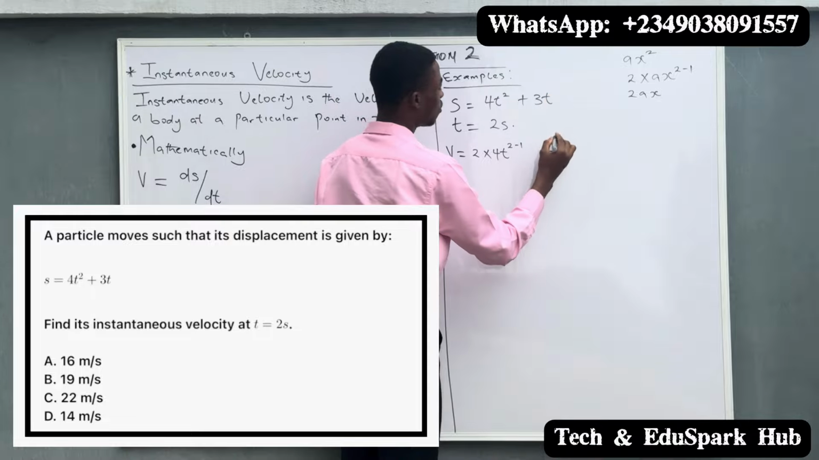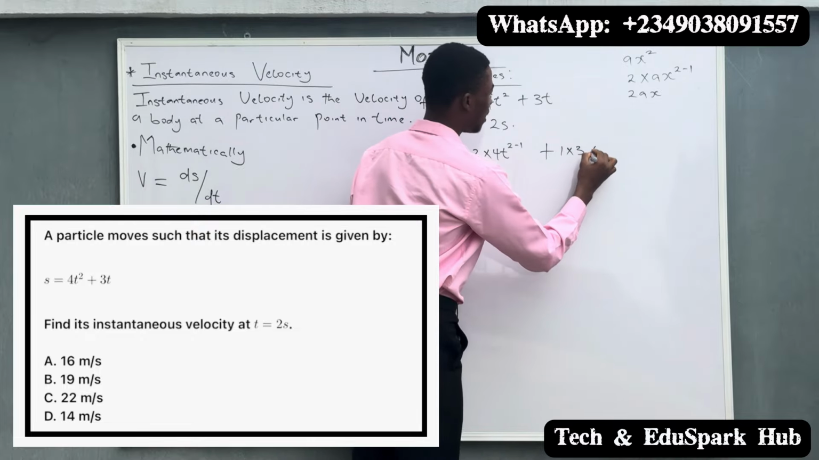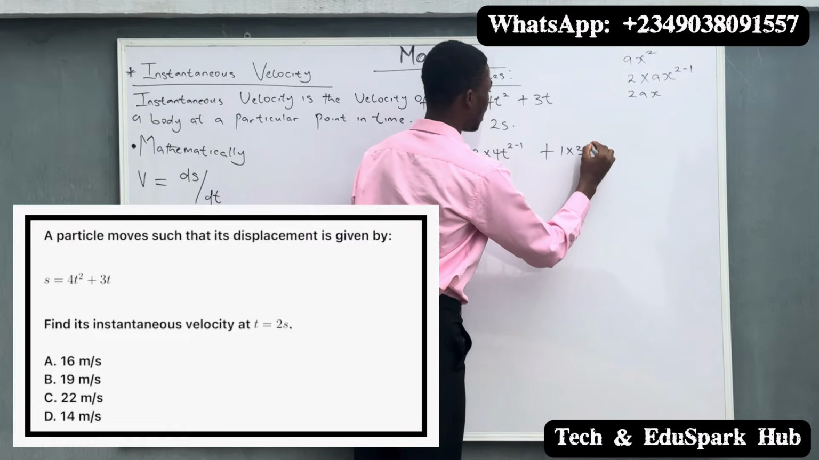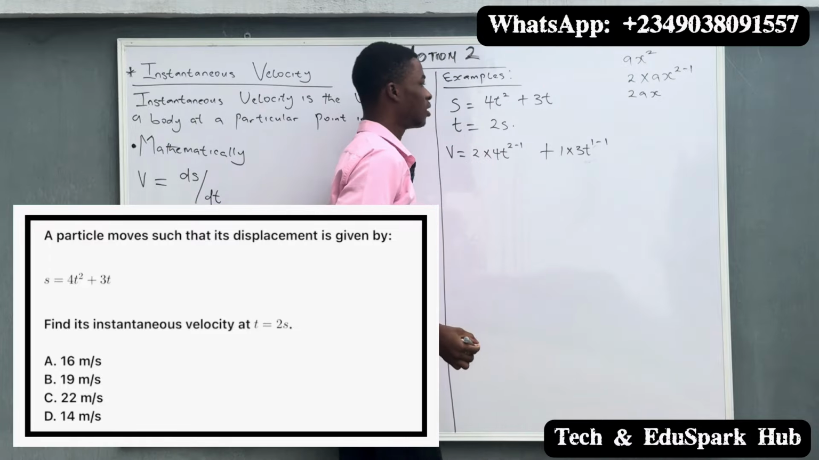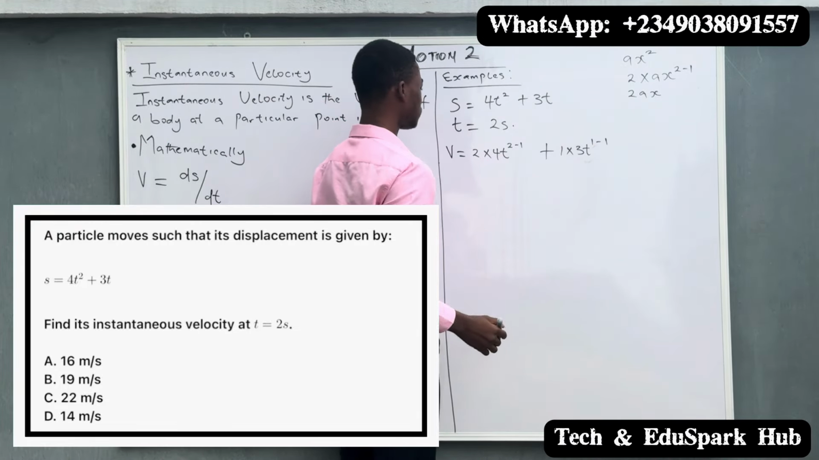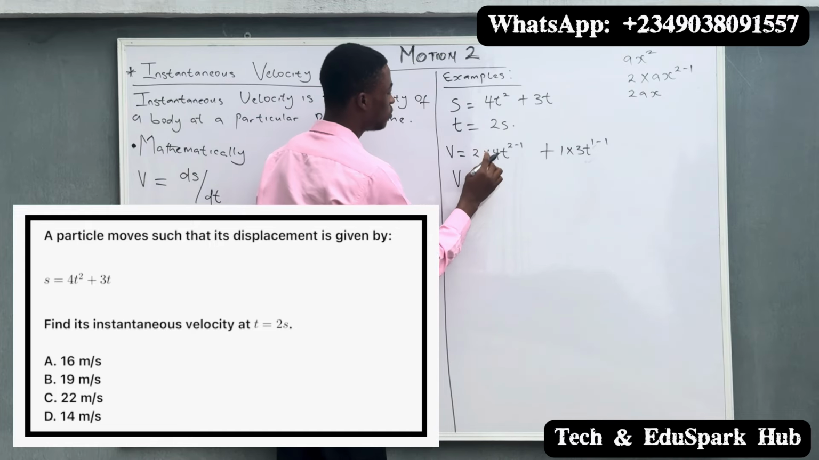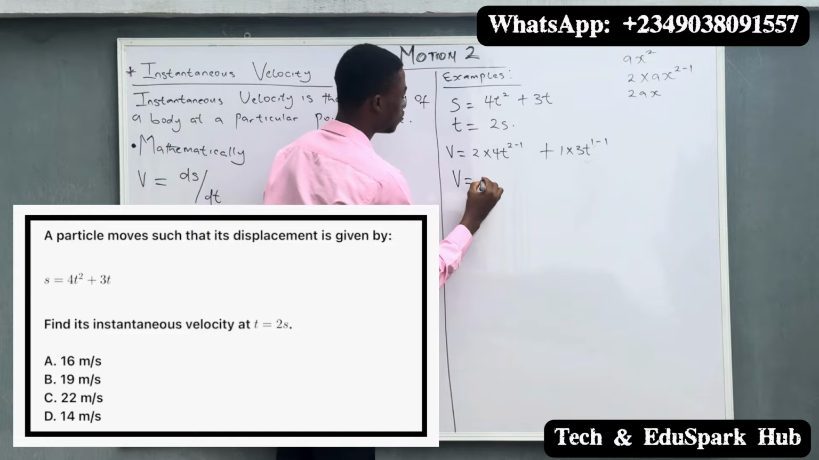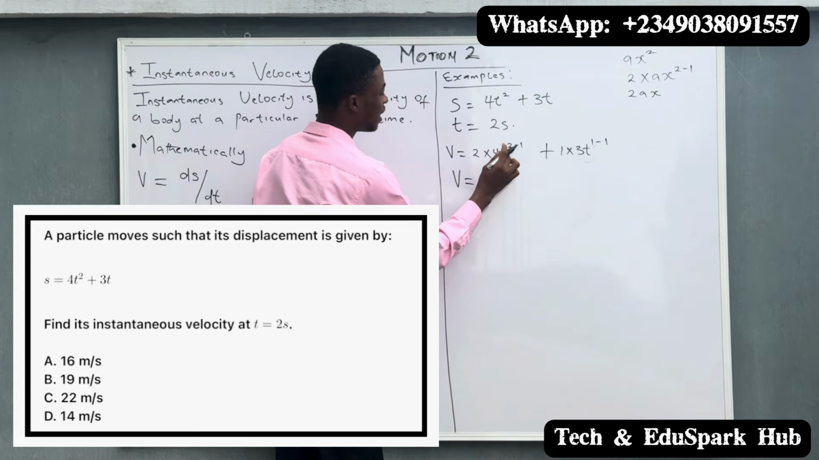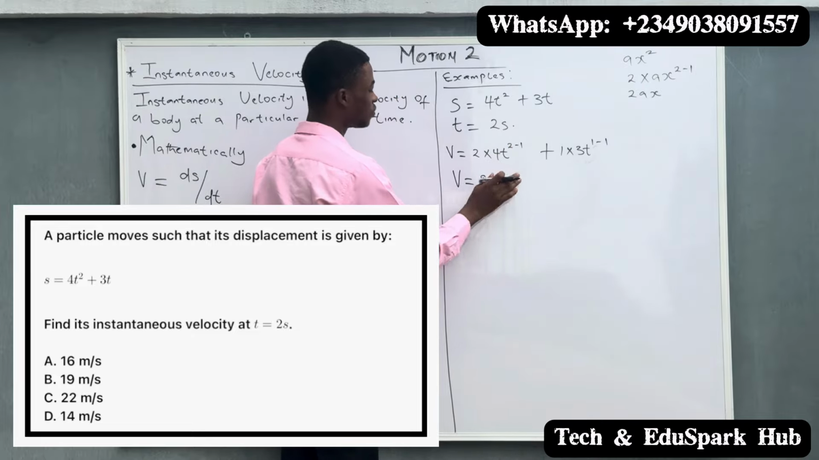So this 1 will come to the front. We have 1 multiplied by 3, multiplied by t raised to power 1 minus 1. Because the power here is 1, we bring the 1 to the front and the 1 will be subtracted by 1. So our instantaneous velocity will be given as 2 multiplied by 4, which gives us 8t, and this 2 minus 1 will give us 1, so we can just erase it because anything raised to power 1 is that thing.